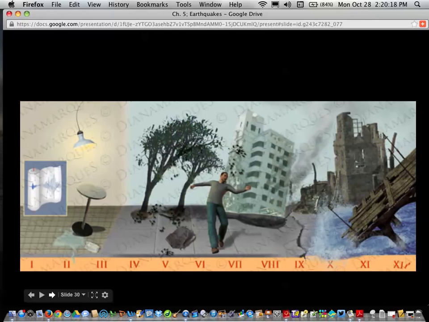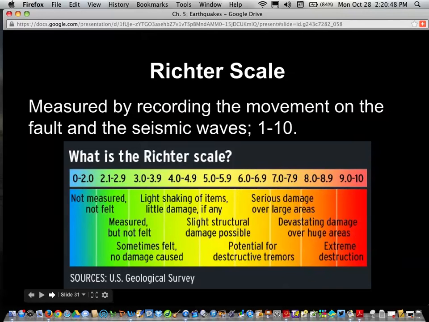And here's a graphic of what I just said. All the way on the left, tables moving around and glasses falling off the table, maybe 2 or 3. Trees becoming knocked down. 6, people falling. Buildings crumbling is 8. 9, big giant cracks. 10, giant bridges and skyscrapers falling. So this is kind of a graphical illustration of that.